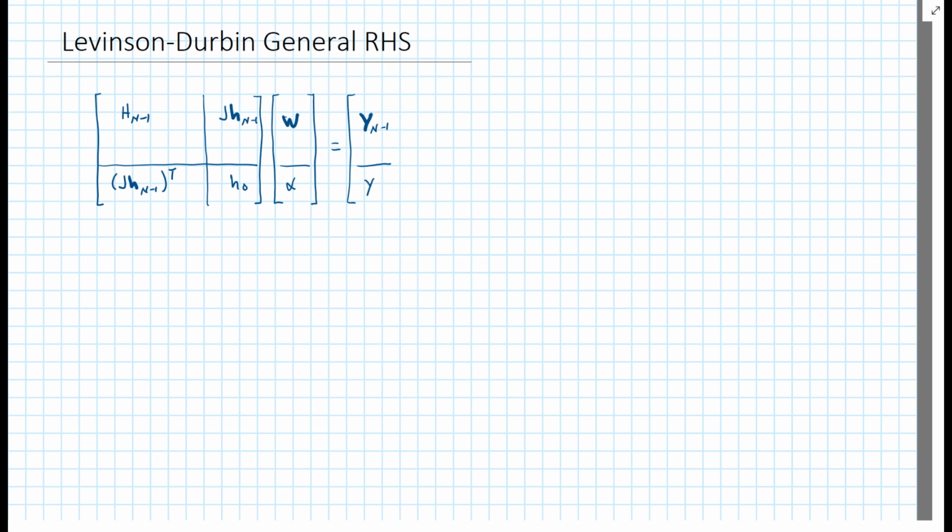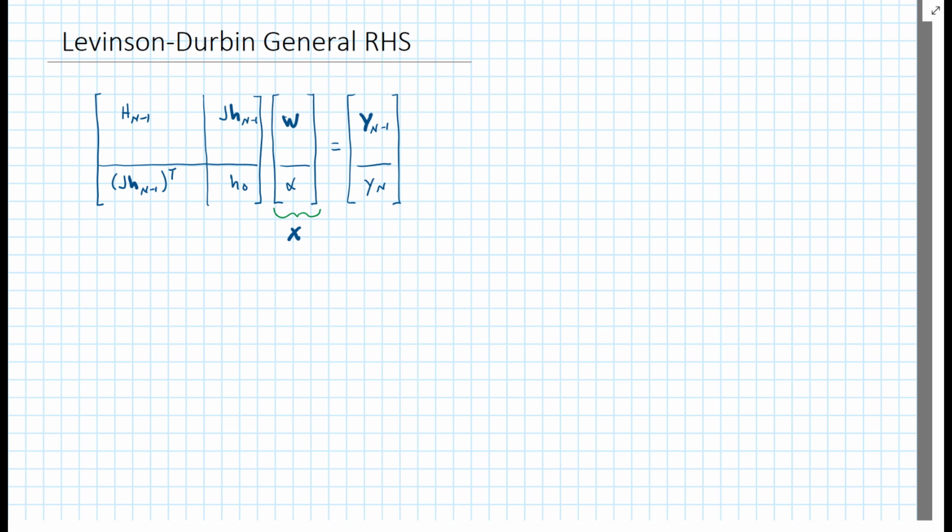So instead of the z and the beta in that first vector for which we were trying to solve, we're going to call this w and alpha. And we're going to call this whole vector here that we've subdivided into w and alpha, we're going to call that x.